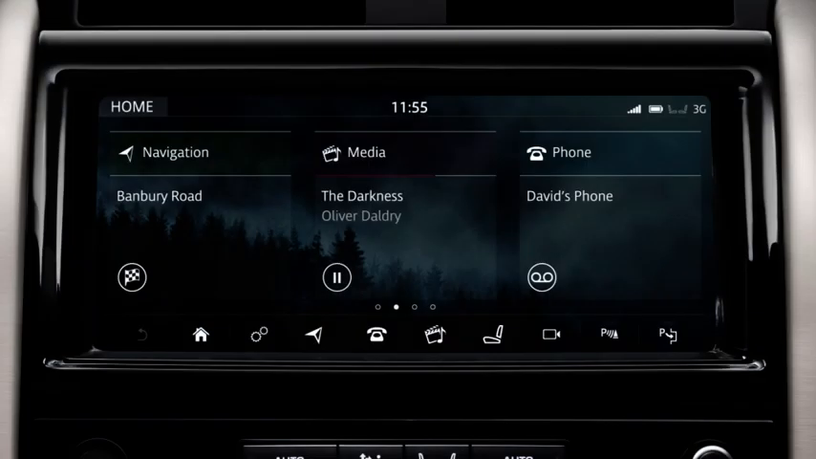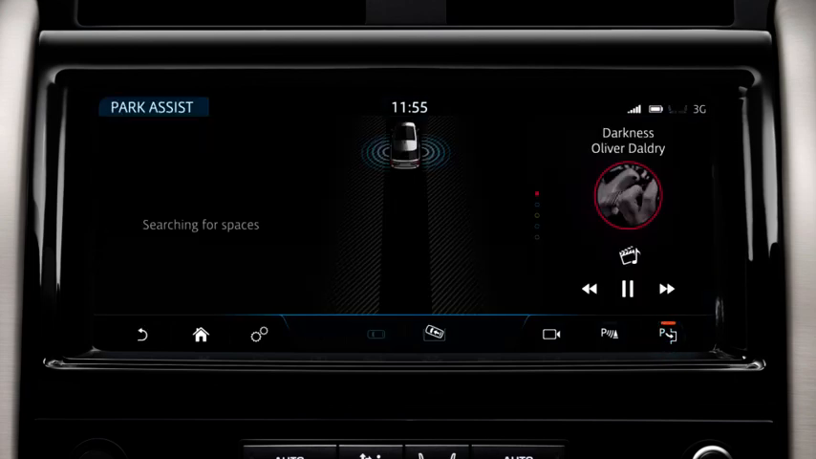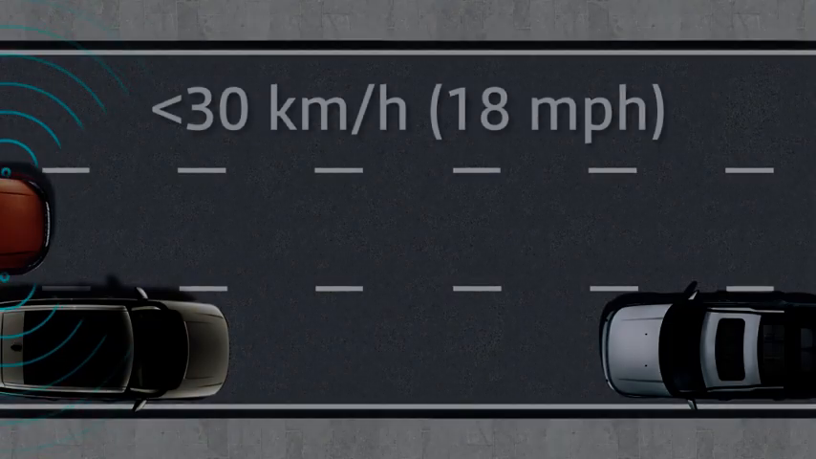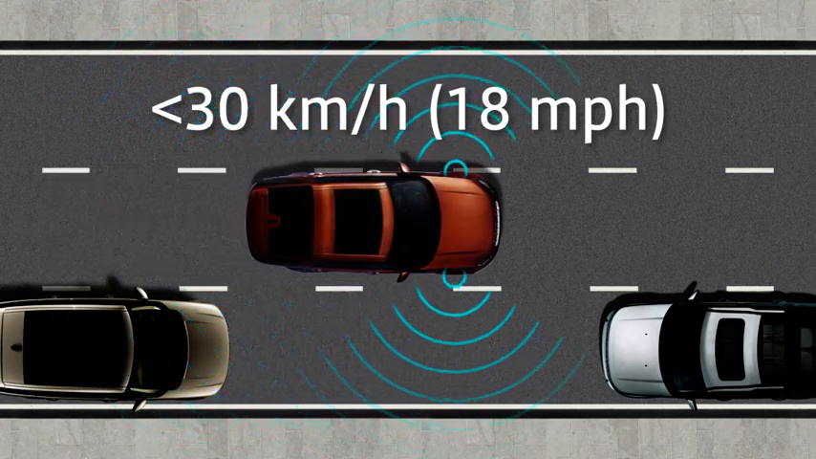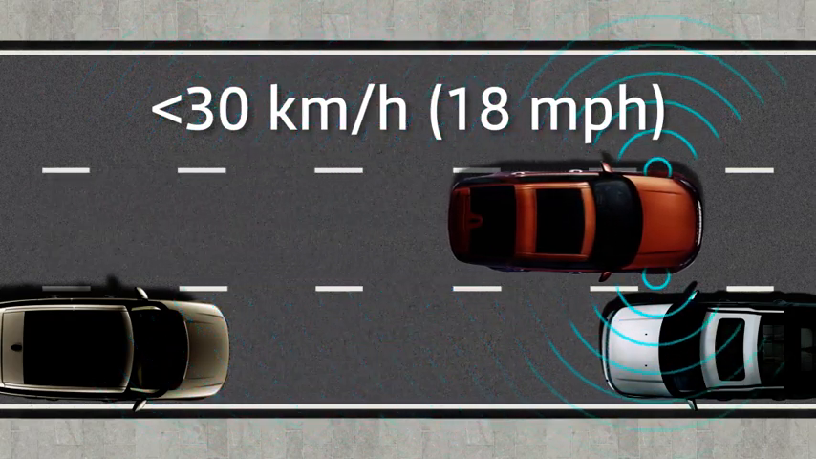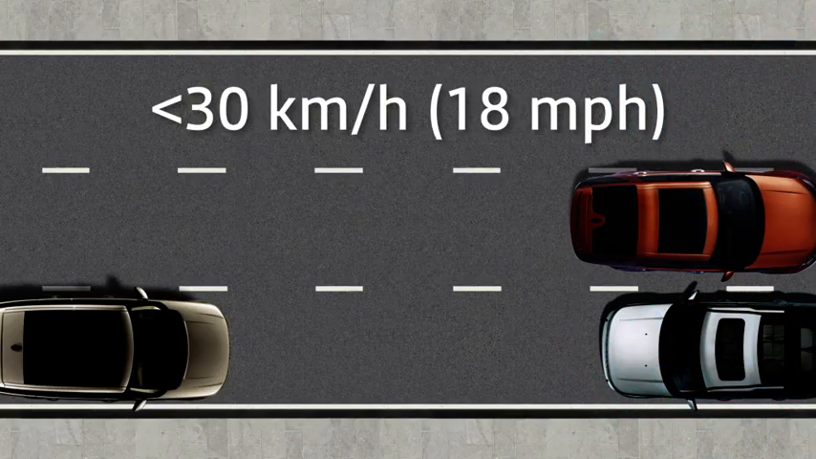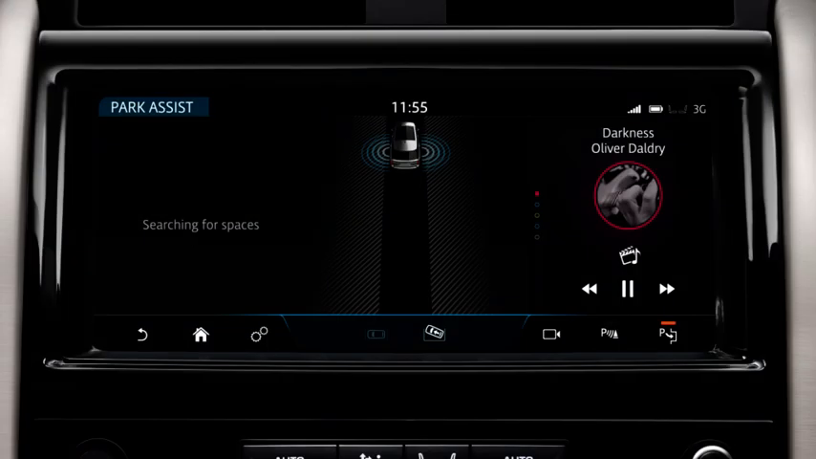To allow the system to start scanning for a suitable parking space, touch the Park Assist icon. As you approach a space, drive slowly past it at a speed of less than 30 km per hour, leaving a gap of 0.5 to 1.5 meters between your vehicle and the row of parked vehicles.